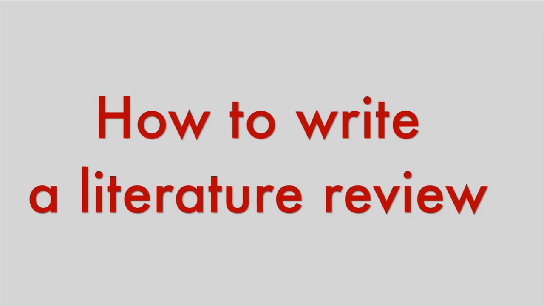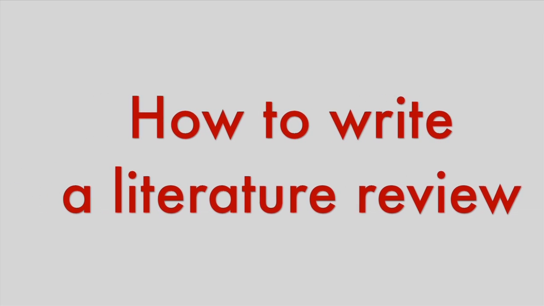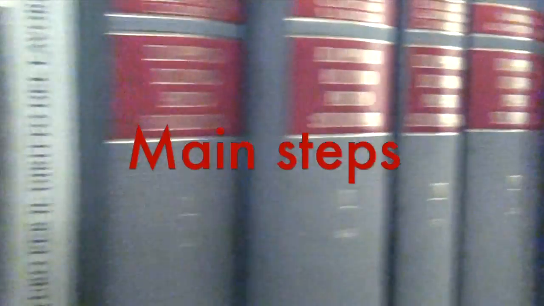Today we're going to discuss how to write a literature review. So let's see the main steps about how to write a literature review: defining the topic of research, gathering and evaluating sources, summarizing and analyzing the main sources, and writing down the literature review.